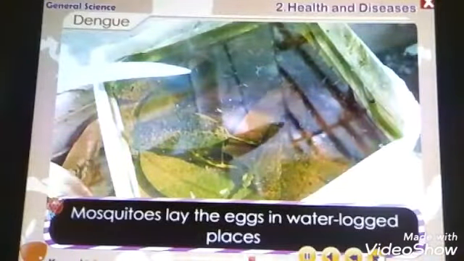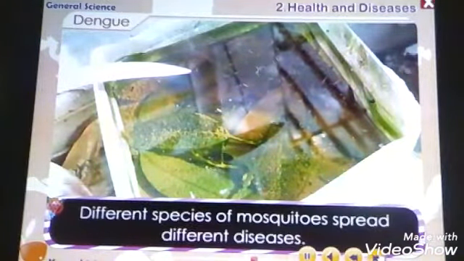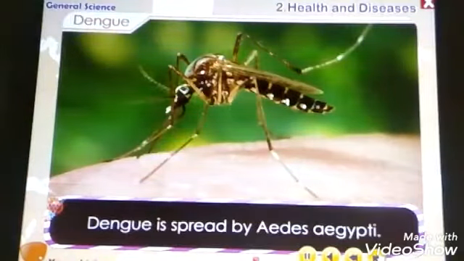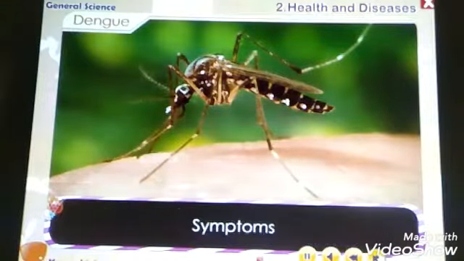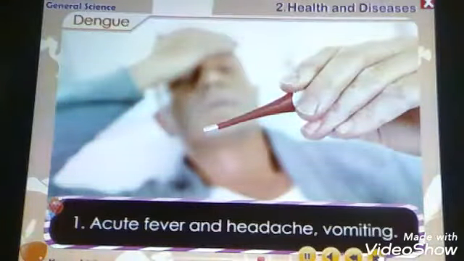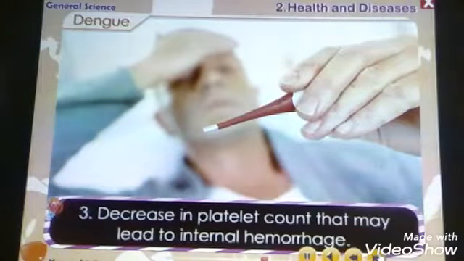Dengue. Mosquitoes lay eggs in waterlogged places and thereby the population increases. Different species of mosquitoes spread different diseases. Dengue is spread by Aedes aegypti. This disease is caused by the Den 1-2 virus belonging to the type of Flavivirus. Symptoms: acute fever and headache, vomiting, pain in the eye socket is a very prominent symptom, decrease in platelet count that may lead to internal hemorrhage.